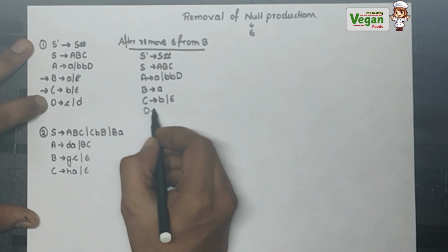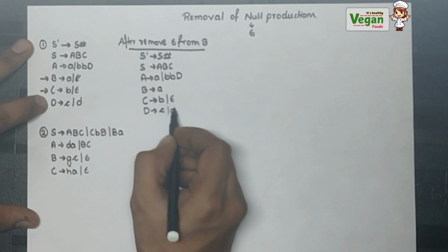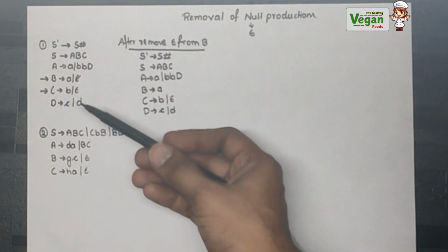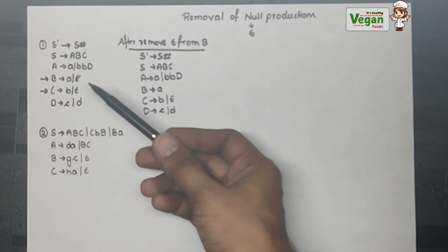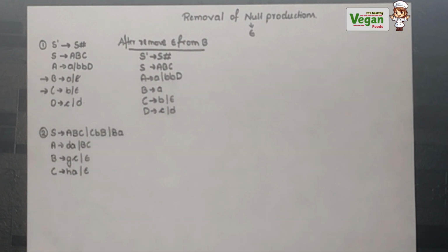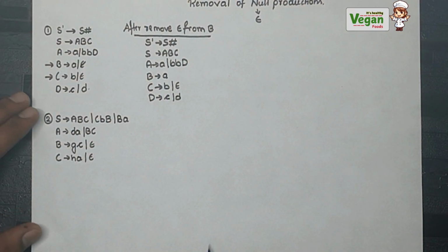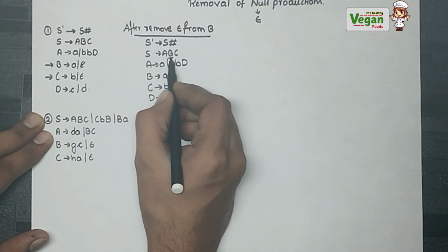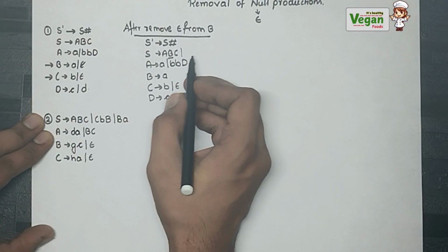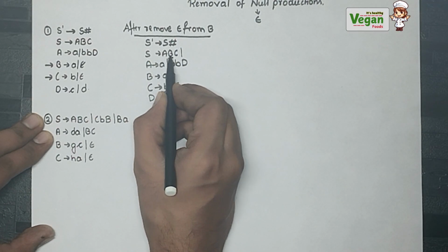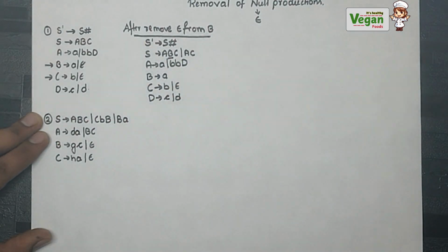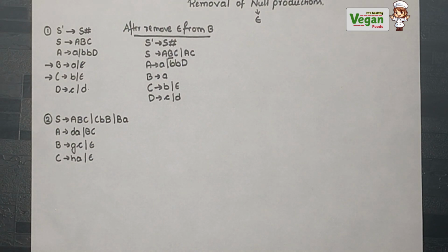Next, D producing small letter c, small letter d. Now what you must do is, since you removed the epsilon from the capital letter B, search for the capital letter B in the right hand side. In the right hand side, you can see capital letter B is there. What you must do? You must do another production so that capital letter B will not be there. So if you remove capital letter B, only A and capital letter C are left. So this is the step.